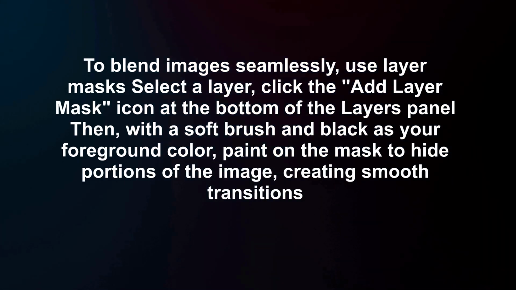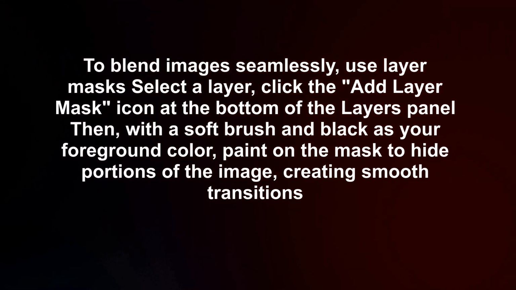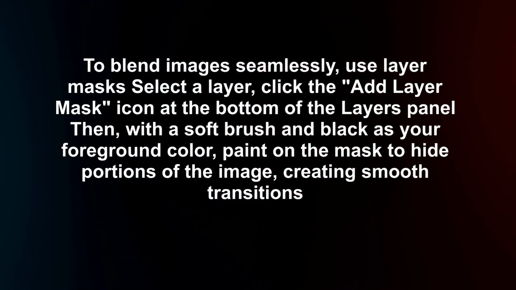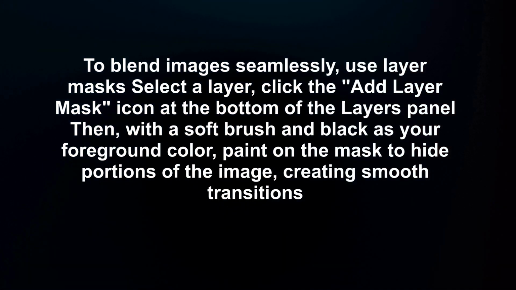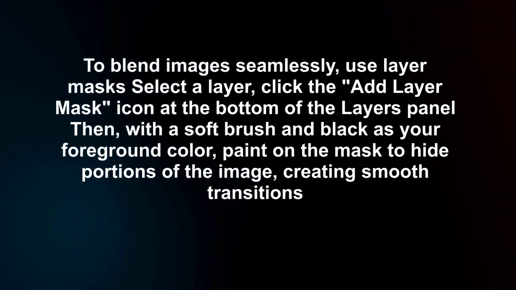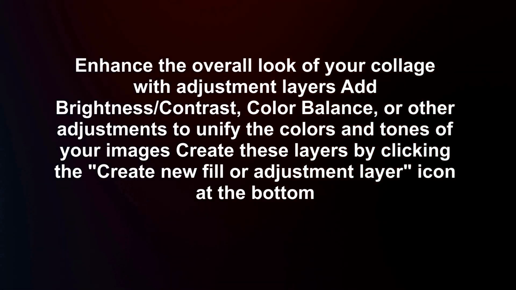To blend images seamlessly, use Layer Mask. Select a layer. Click the Add Layer Mask icon at the bottom of the Layers panel. Then, with a soft brush and black as your foreground color, paint on the mask to hide portions of the image, creating smooth transitions.